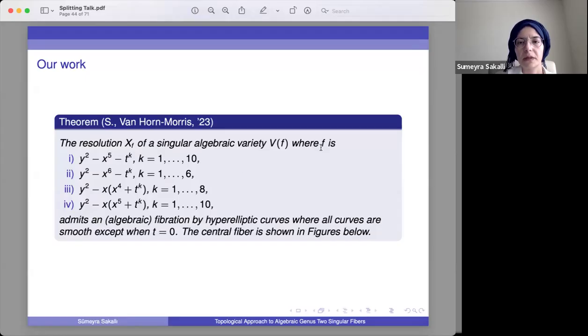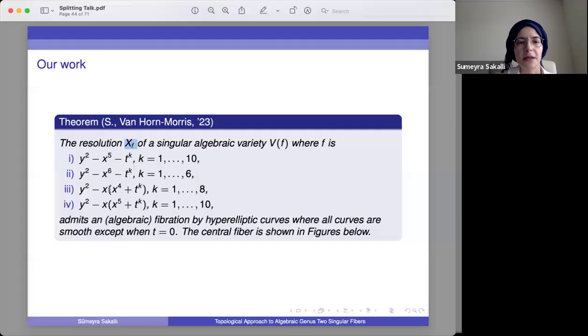And this is our first theorem. So let's say f is one of the following polynomials. The powers of t are changing, in the first family from 1 up to 10 and so on. And then we look at the zero sets of those polynomials. These are singular algebraic varieties, as I just said. And then we look at the resolutions of those.